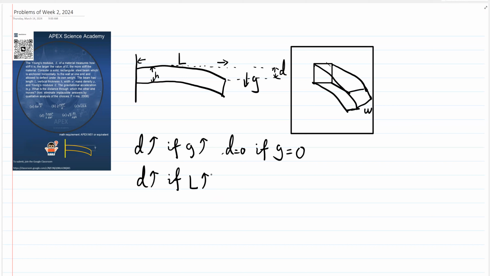And the third thing is that D will decrease if the vertical thickness H increases. This is very easy to test as well. If you find something that's very thin, of course it's easier to bend than something that's thicker, right? And that thickness is primarily based on H.